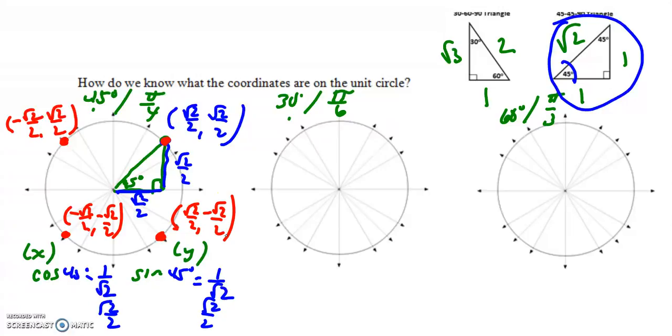So what's really useful is starting to really get ingrained that when you see cosine, you're really considering x. When you see sine, you're considering y, and they help you with this special right triangle to find all the coordinates all the way around your unit circle.